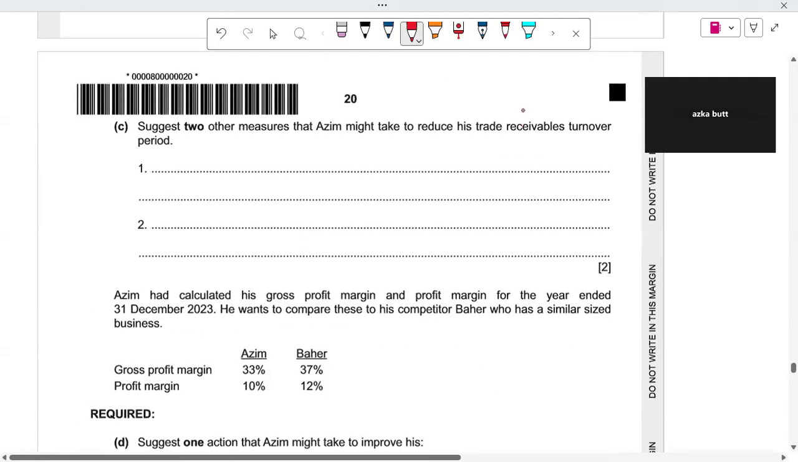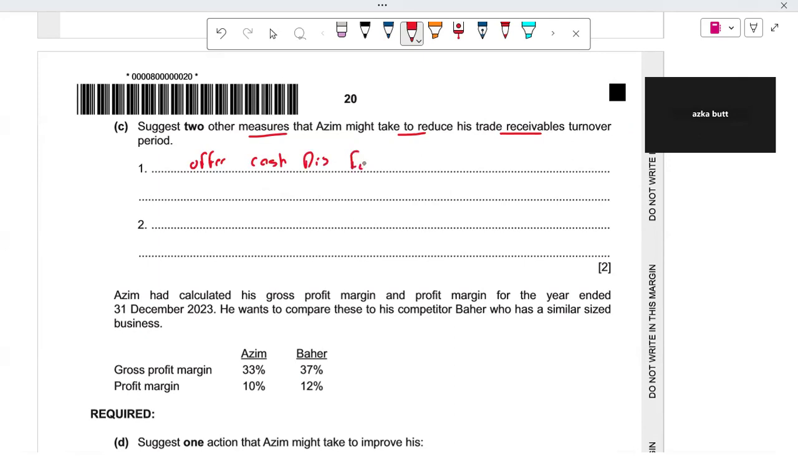Okay. Now let's see the next question. There are 2 other measures that Azim might take to reduce his trade receivable turnover period. First of all, he maybe should offer a cash discount for prompt payment. And the second thing, he can charge interest on overdue amounts.